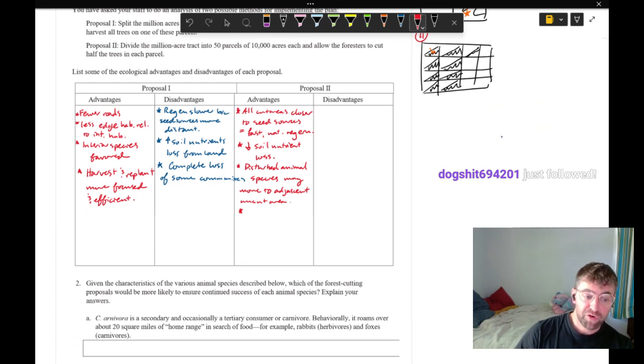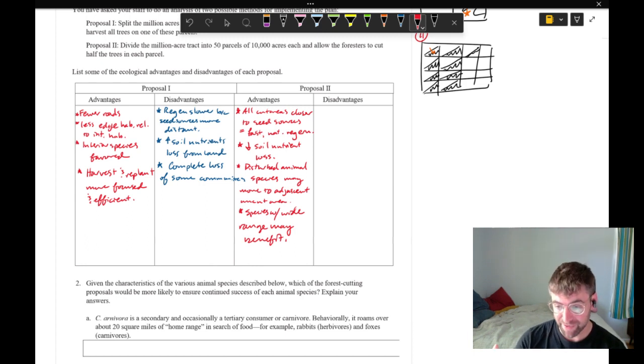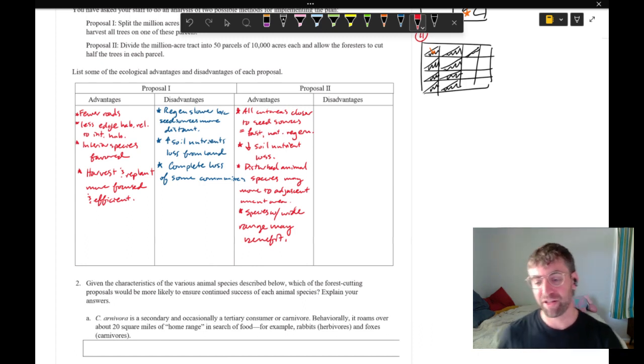And finally, species that roam over a wide geographic range may benefit. So we're basically decreasing the density of the forest overall, right? And this is going to open lanes throughout the entire million acres. And so those animals that rely on migratory pathways or that have a broad range, like grizzly bears, like mountain lions, will be able to move around a lot easier following this clear cut. And so it's going to present some advantages to certain species.